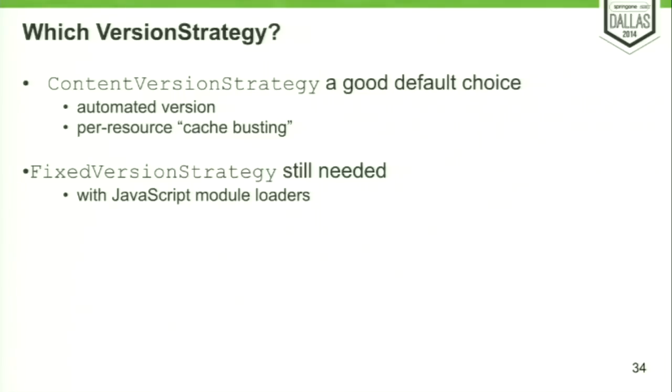So when to use which version strategy? The content version strategy is a good starting point. It's basically an automated version. It's computed for you. You don't have to think of what the version should be. It's also very efficient in terms of caching, because as soon as the file changes, only that file gets reloaded in the browser. All right, that's kind of the idea of fingerprinting URLs. Then the question is, why not always use the content version strategy, since it is really the best choice?